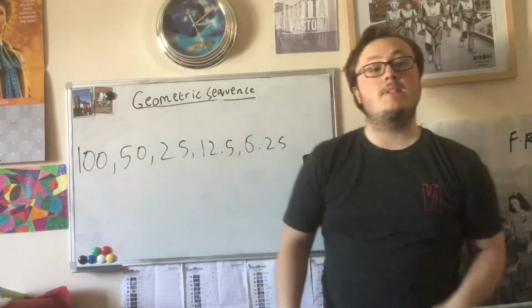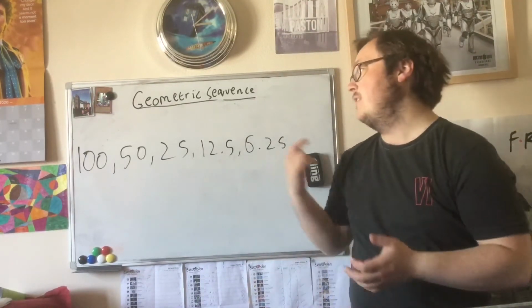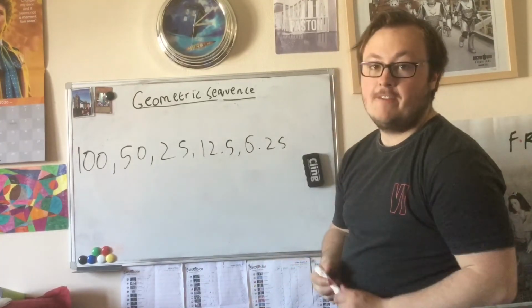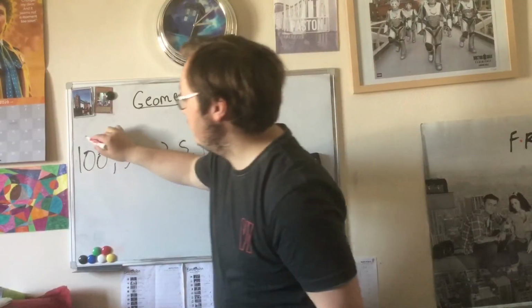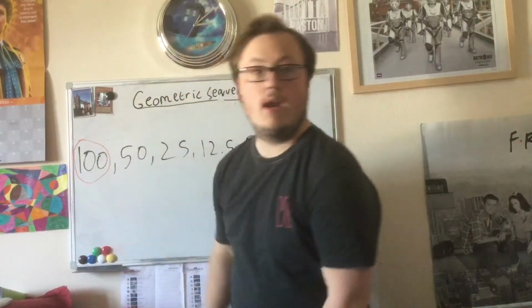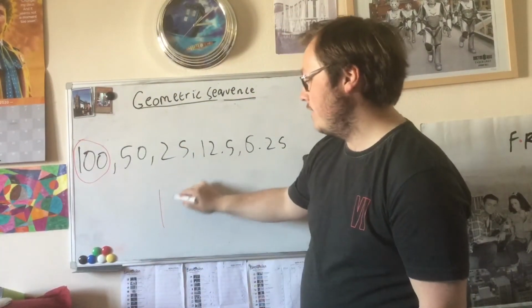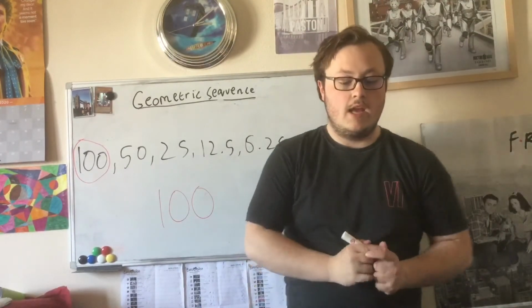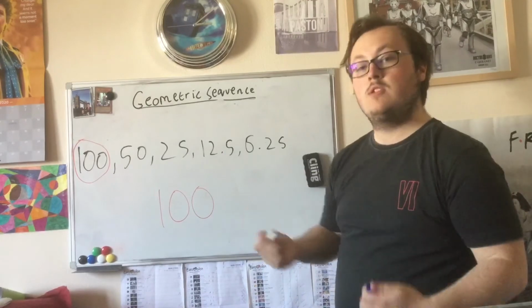So all I want to do is find the nth term of this sequence. So, how do I do it? Well, firstly, what's the first term? The first term is 100. So I'm going to write down here 100. And the second question is, what are we multiplying by each time?